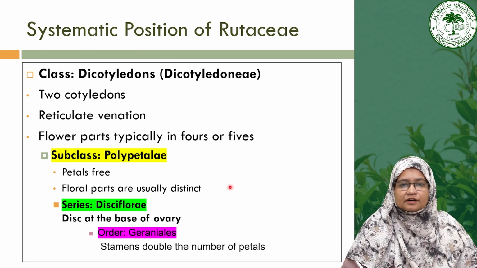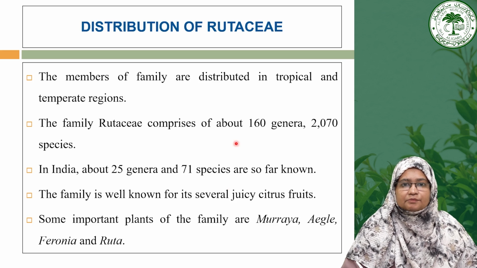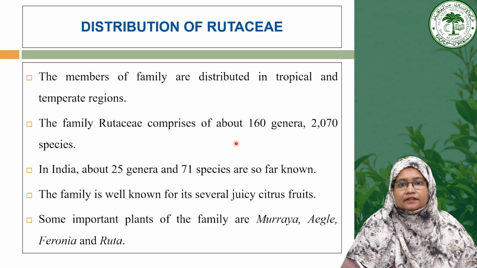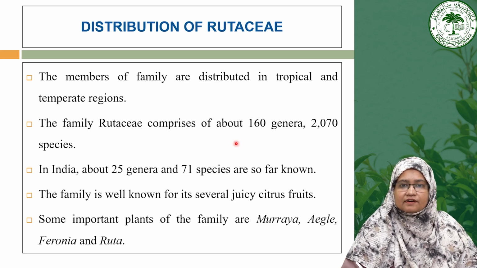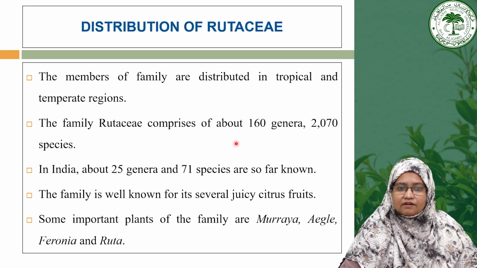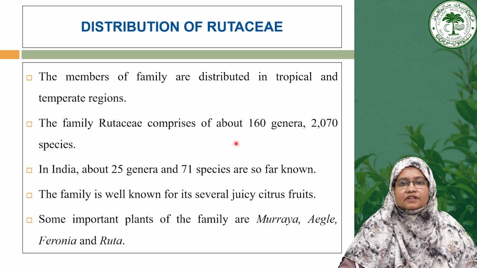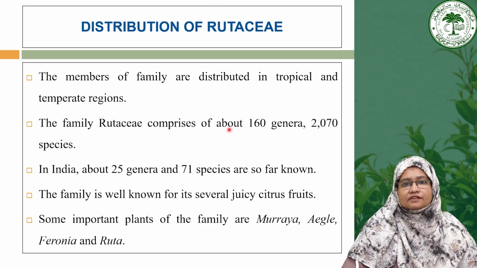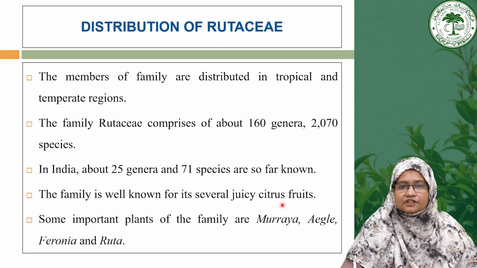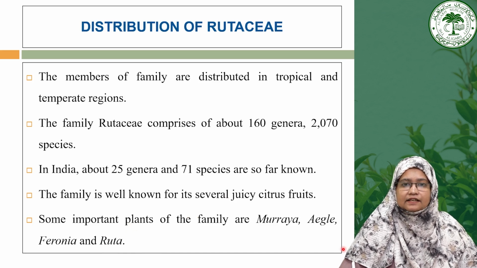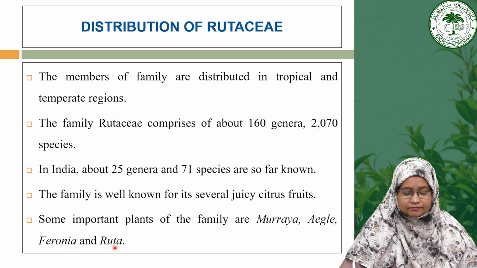Now moving toward the family's distribution. The members of family Rutaceae are generally distributed in tropical and temperate regions, and they comprise about 160 genera and more than 2000 species all over the world. In India, it is represented by 25 genera and 71 species. This family is well known for its several juicy citrus fruits like oranges. Some important plants of this particular family are Murraya, Aegle, Feronia and Ruta.